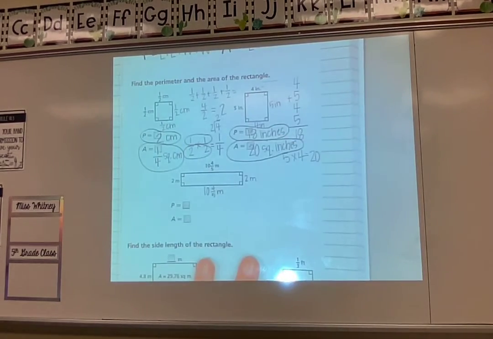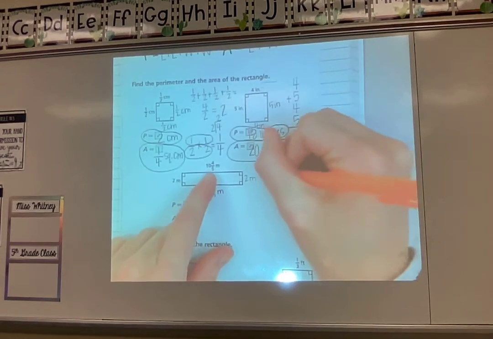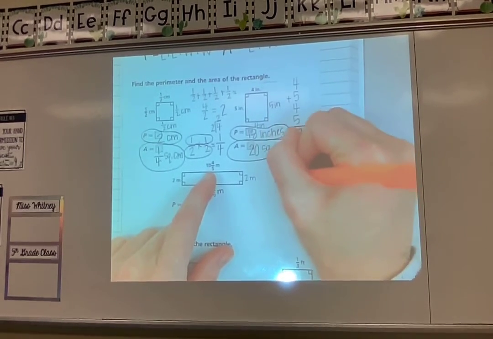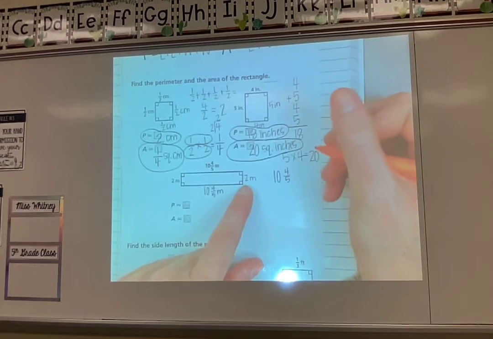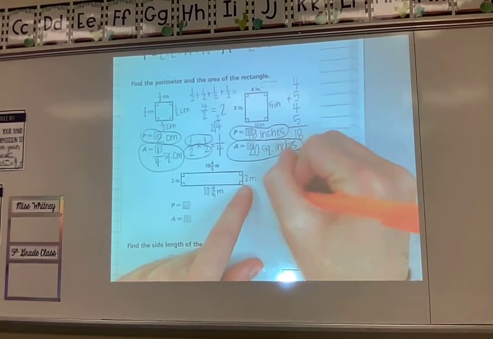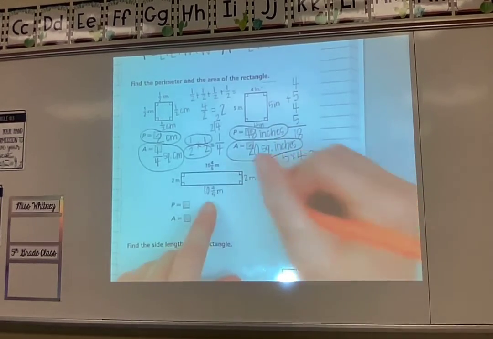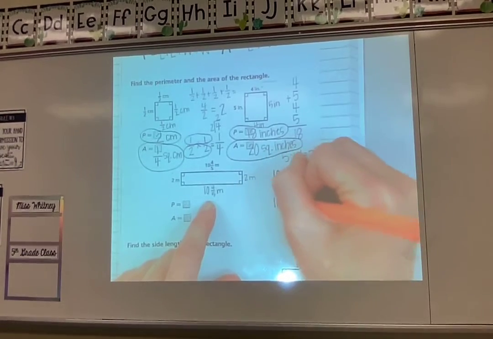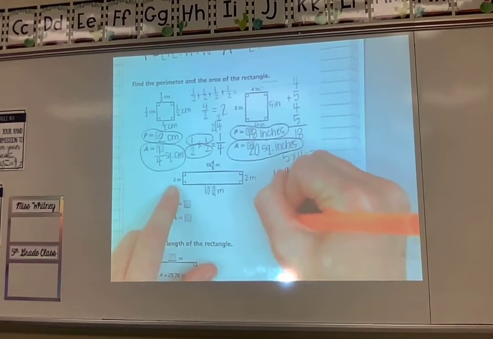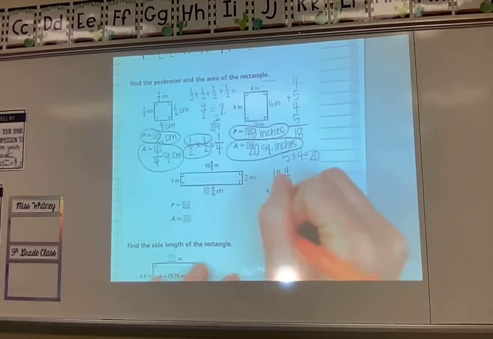I'm going to stack these up just like I normally would. So 10 4/5. 2, which does not have a fraction, so I'm just going to put it under my big number and leave this side blank. Another 10 4/5, and another 2. Add them up.